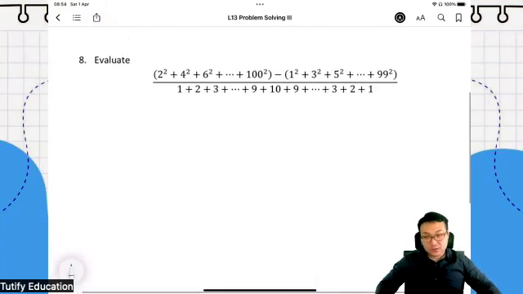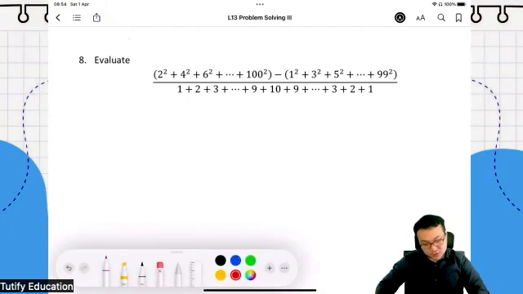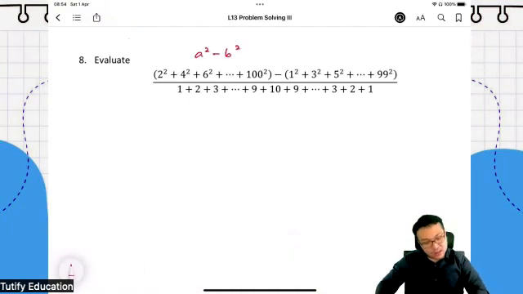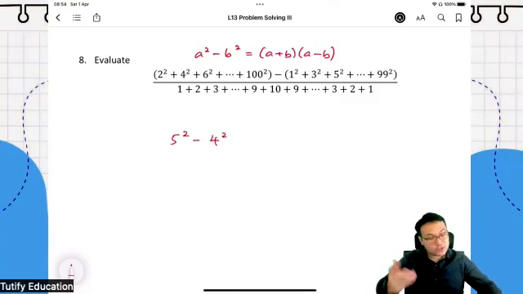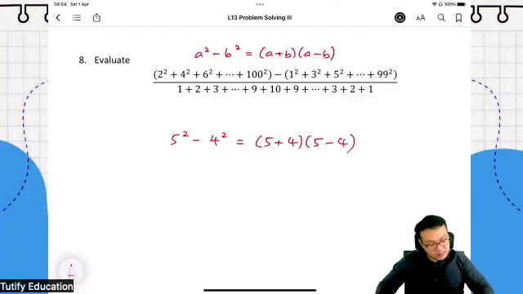Okay, over here, I'm going to introduce to you something. I'm going to introduce to you a square minus b square equals to a plus b, a minus b. Let me show you an example. 5 times 5, which is 5 square, minus 4 times 4, which is 4 square, equals to this plus this minus this. A square minus b square equals to a plus b, a minus b. Let us work it out and see if it is correct.